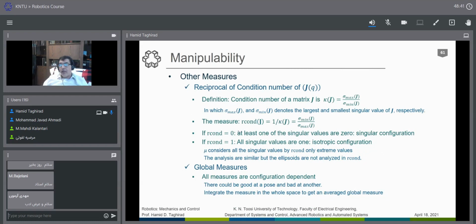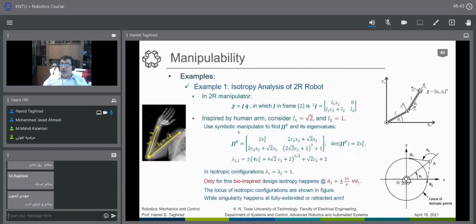All right, so let's talk a bit about some examples. This example gives you some values to that. And again, I used a biological example. Consider a 2R manipulator as before. We could find the Jacobian.